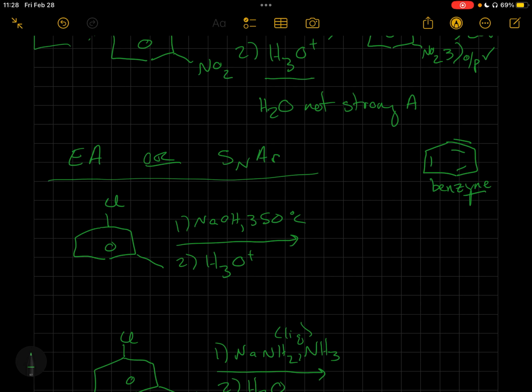Now, benzyne's really hard to make. It's really unstable, so you may notice in the worksheet we're using some really extreme conditions. Liquid ammonia, 350, 200 degrees C. So it's not like this is something that's just easily taking place. You have to be purposefully causing these reactions to occur under very extreme conditions.